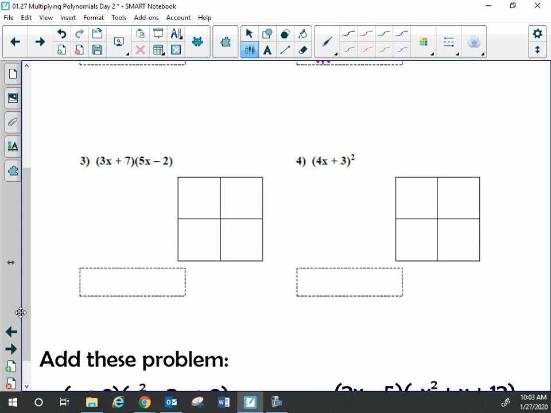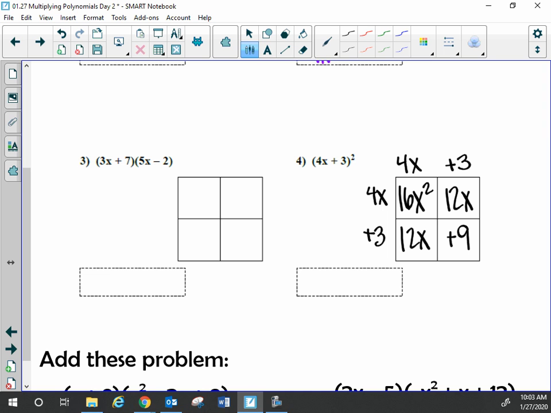4x plus 3 squared. So what are my two binomials? 4x plus 3. 4x plus 3 times 4x plus 3. Very good. Alright. So that first top left-hand box, what am I going to get? 16x squared. And then 12x. And then 12x. 9.